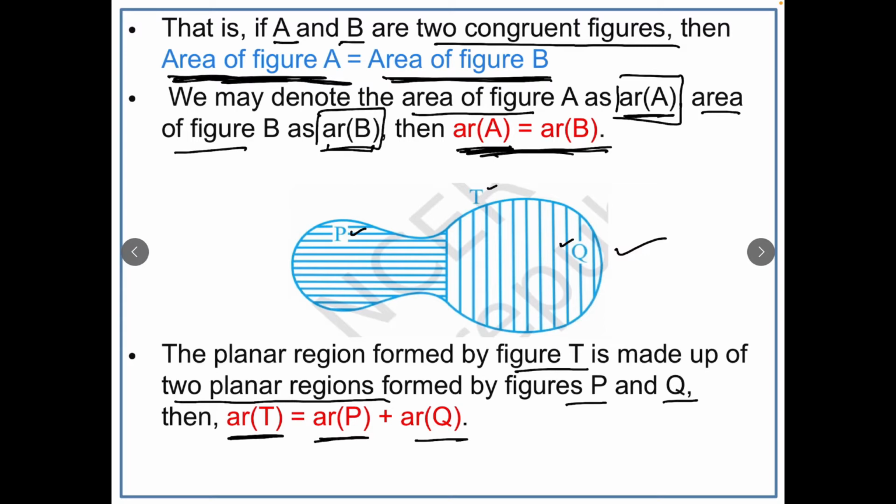Okay, so if you wish to find the area of this planar region T, that will be equal to the sum of the area of planar region P and planar region Q. Okay, if you add the area of P and Q, you will get the area of T.